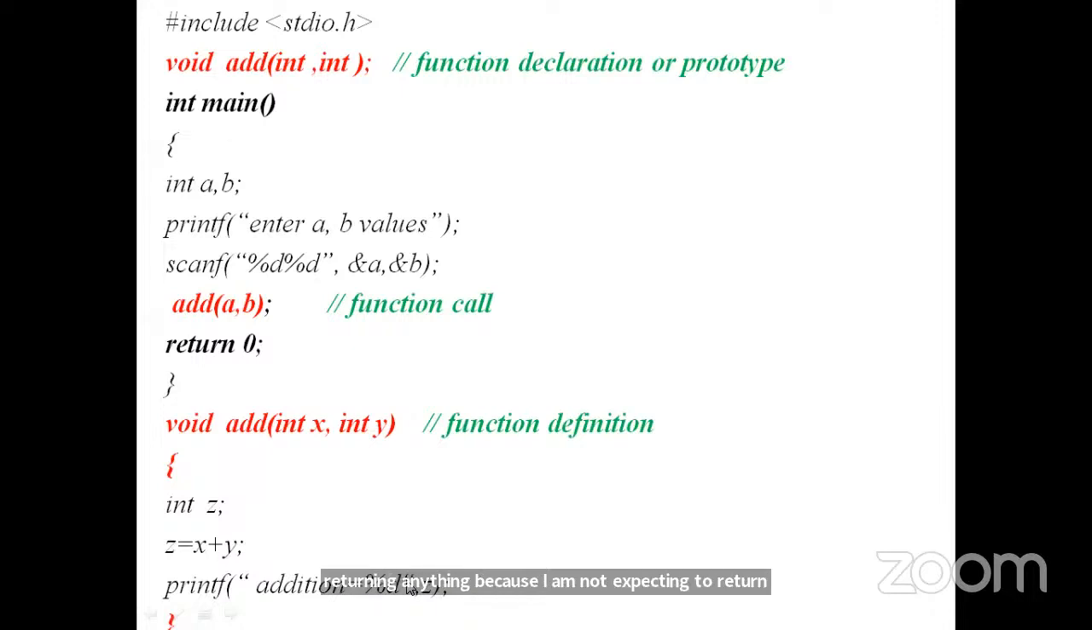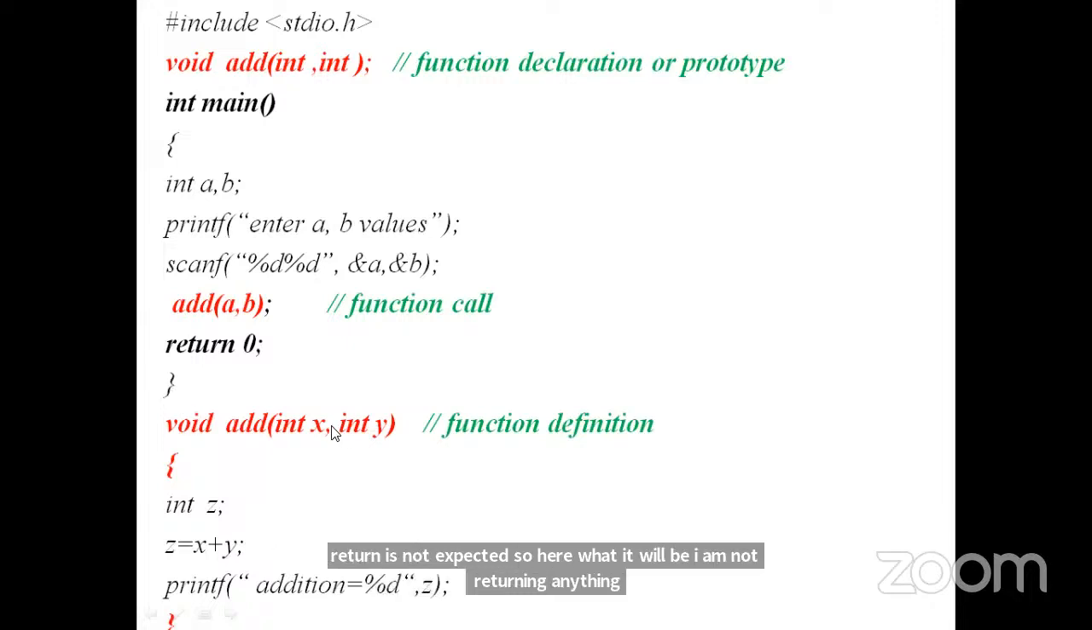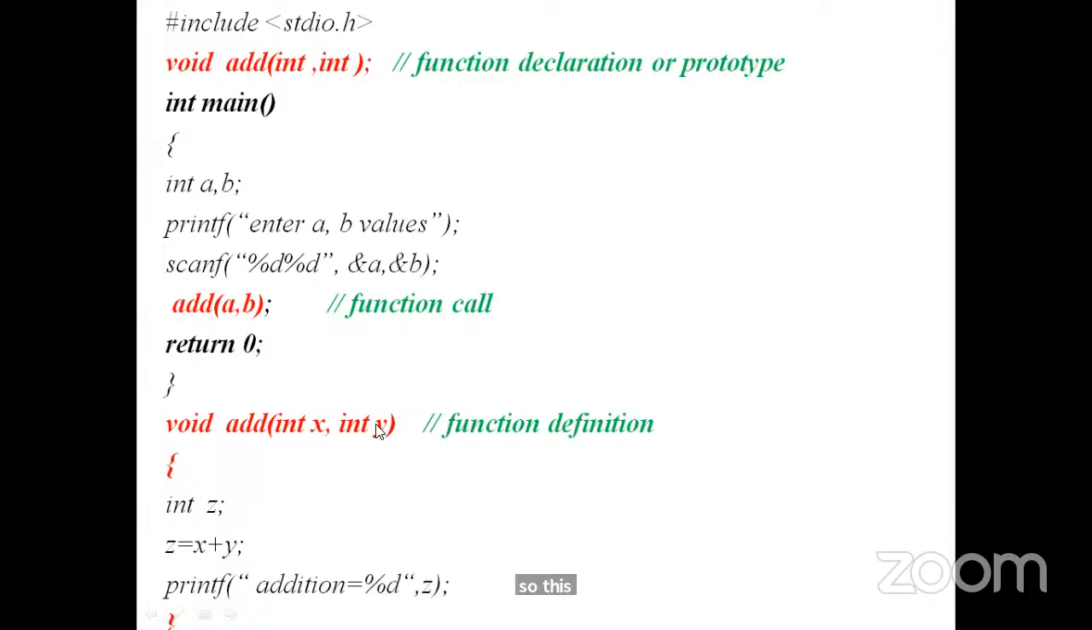Okay, because I don't need anything here. So return is not expected. So here what will it be? I am not returning anything. Once it performs the addition, control goes back to main, and I am not returning anything, 0, and I am closing. So this is what? No return type, but we have arguments.